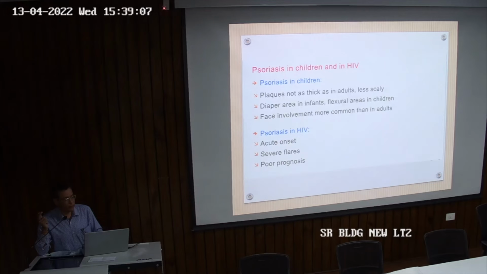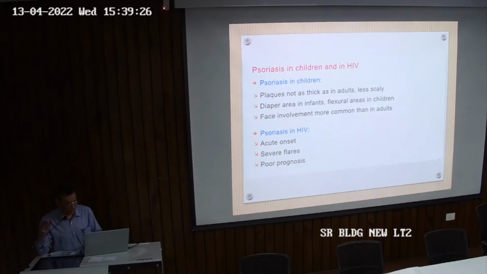Face involvement is much more common than in adults. Usually the face was not mentioned in adult cases; you don't find lesions over the face. This is very important, as there are so many other diseases which are confused with psoriasis. If you find something on the face, it is less likely to be psoriasis.